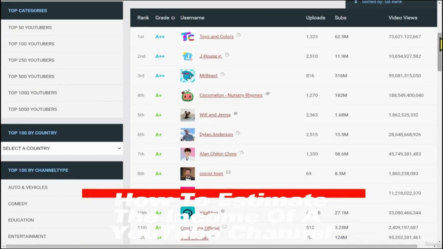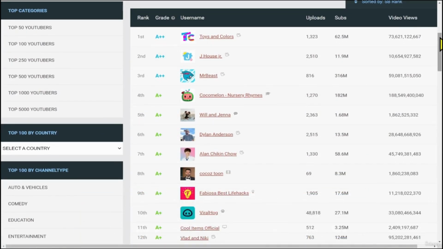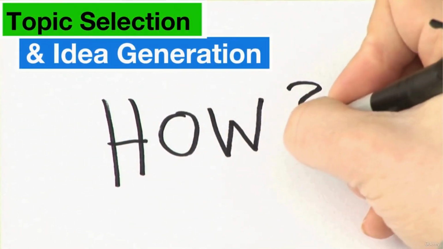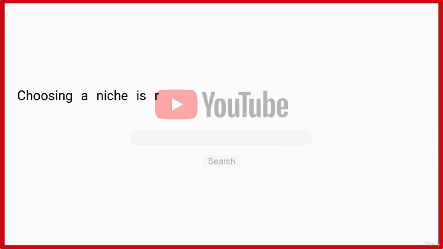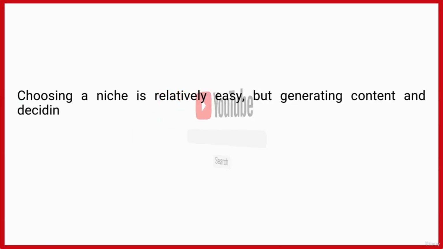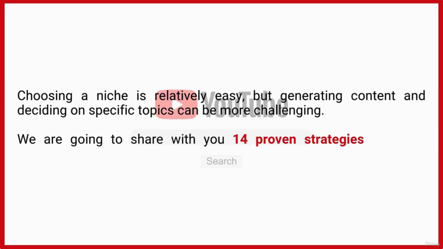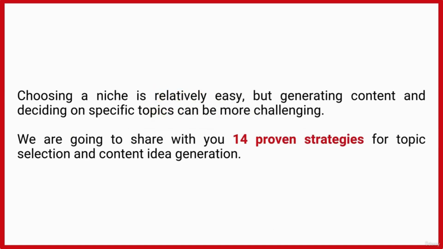After selecting your niche, one of the most common questions YouTube content creators ask is, how do we find content to create once we've finalized our niche? Choosing a niche is relatively easy, but generating content and deciding on specific topics can be more challenging. We are going to share with you 14 proven strategies for topic selection and content idea generation.